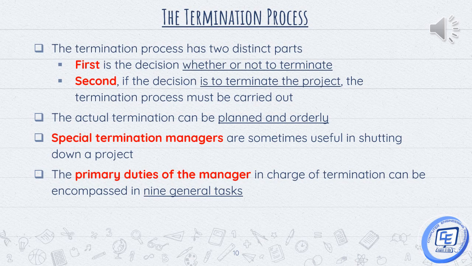Termination process. Here in the termination process, we have 2 parts: to decide to terminate the project or not to terminate the project. Second important part. If it is decided to terminate, then a specific process needs to be carried out. We will see how it is done in the next few minutes. But for now, special termination managers are called to shut down a project. These termination managers perform a few primary duties. We will see what those are in the next slide.